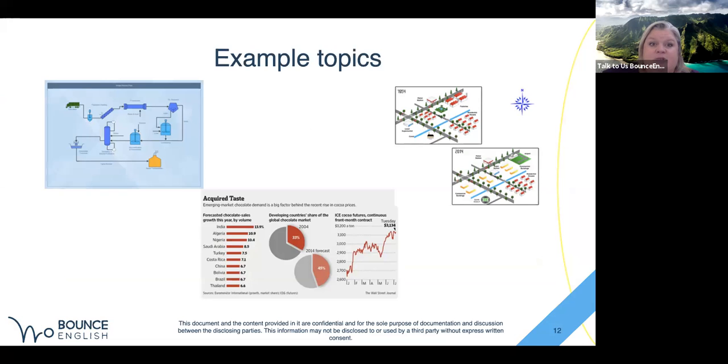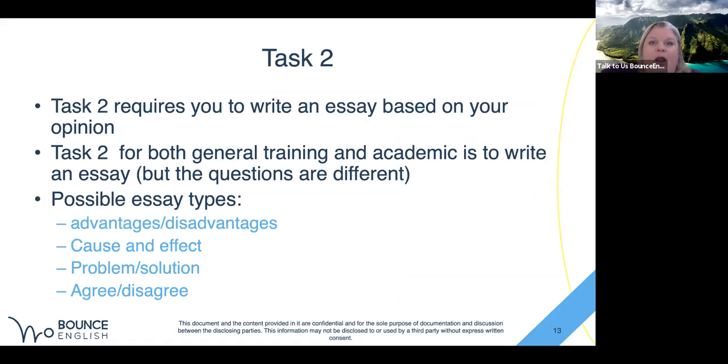on IELTS Task 1 for academic, and then you're going to have to describe. So for example, if you got the graphs in the middle, you'd have to describe what's happening with them. If you got the maps on the right, you would have to describe the changes. If you got the process on the left, you'd have to describe what happened in each step. So that's pretty typical for Task 1. But Task 2 is the same, although you do get a different question depending on if you are taking general training or academic.